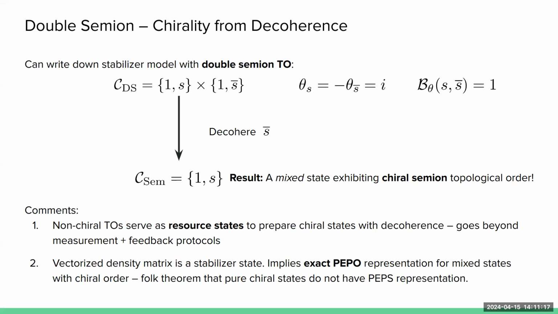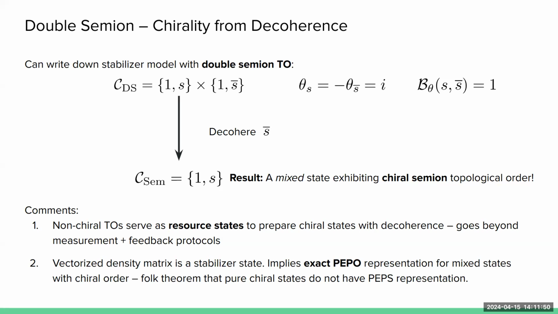So this is pretty cool, I think, in the sense that this has a practical implication: we can think of non-chiral topological orders, which have a factorization into a product of two modular theories, which are independently chiral, and apply this decoherence process, treating these as resource states to generate mixed states with chiral anyon data. And so this goes beyond standard measurement plus feedback protocols, as far as I understand, which typically can only produce topological orders with gapped boundaries.